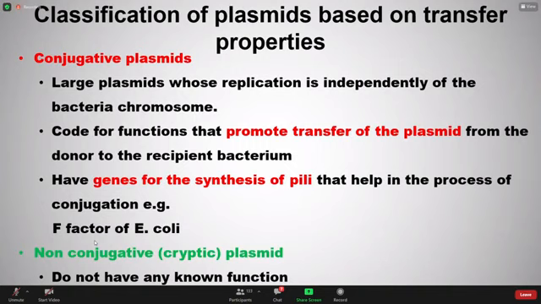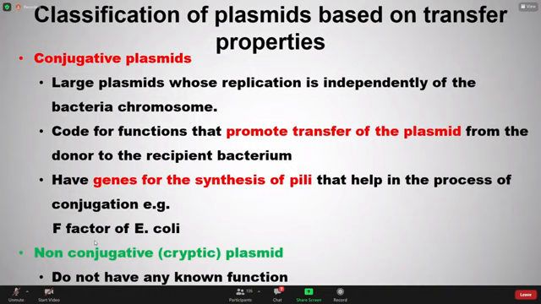Those are the plasmids that could promote transfer of the plasmid from one cell to another. The cell that gives the plasmid, we call it what? Donor. The one that receives, we call it recipient. Are we clear? Okay. So these conjugative plasmids have the pili, and the pili help in the process of conjugation. Conjugation is one of the gene transfer mechanisms, and we're going to talk about others.